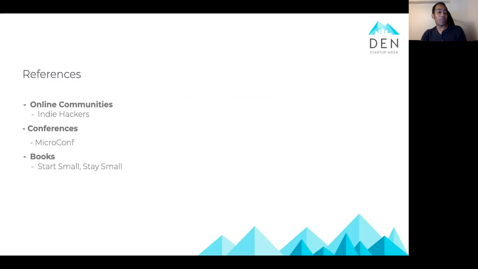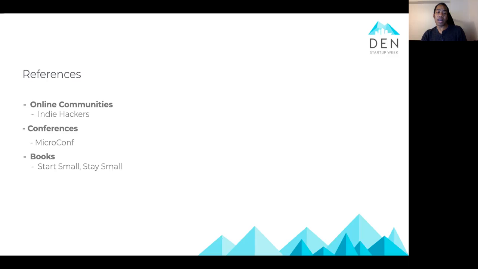Here are a couple of references that I found pretty useful with regard to bootstrap products. One of them is Indie Hackers, a community of individuals focused on building bootstrapped software products. There's a lot of useful information there, and a lot of people there to support you. MicroConf is a conference for bootstrap software developers. If you visit their website, they have some really good videos and tutorials to help you think about what strategy you can use in building a bootstrap product.